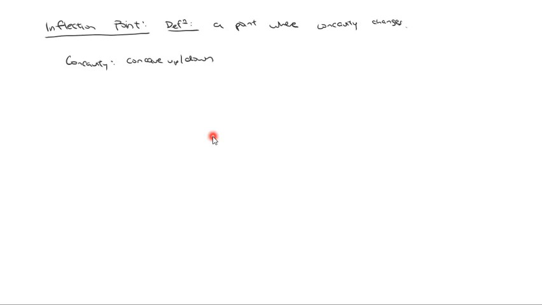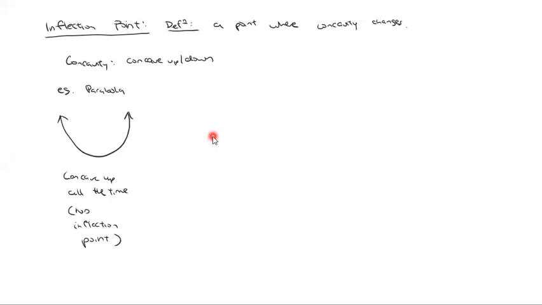So if you have something like a parabola, and it kind of looks like that, is it concave up or down? Up. This is concave up. Is it ever concave down? No. This is concave up all the time. And in other words, there is no inflection point. So inflection points really happen with cubics and above, if you're talking about polynomials.